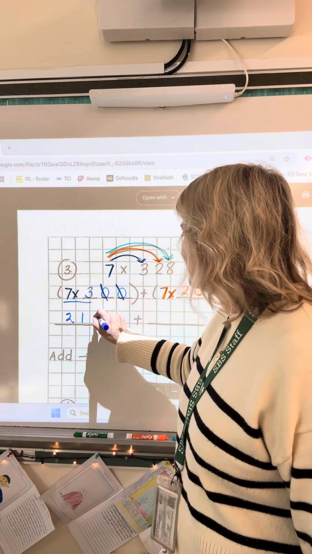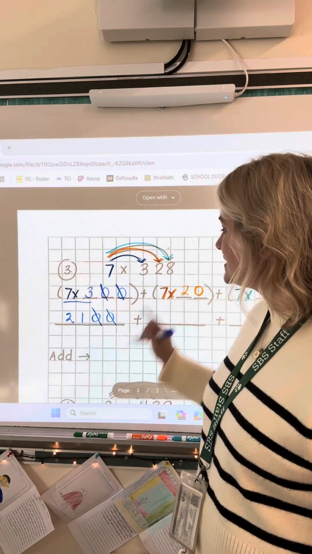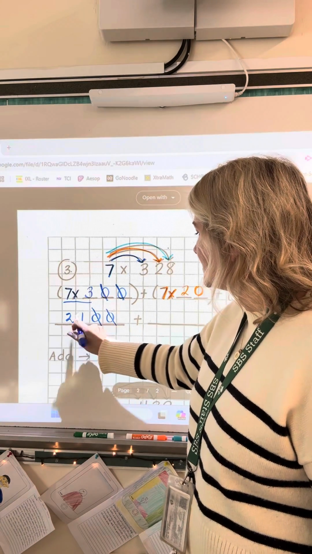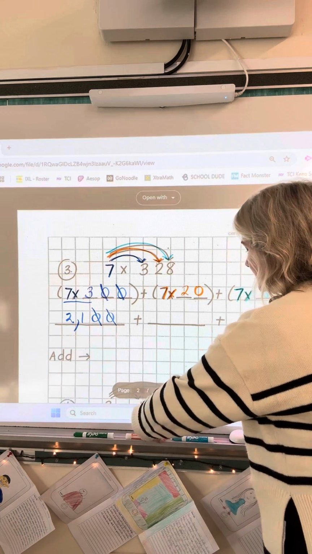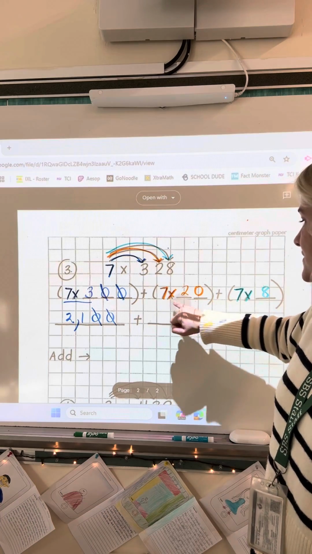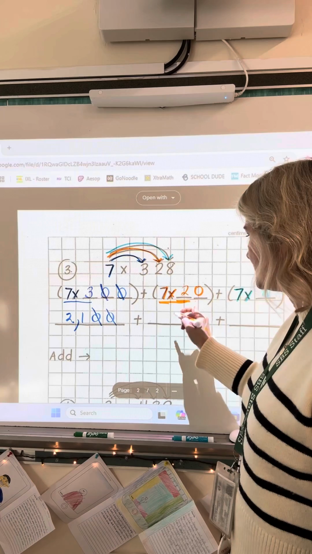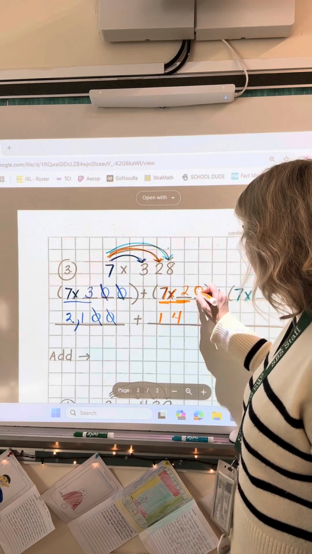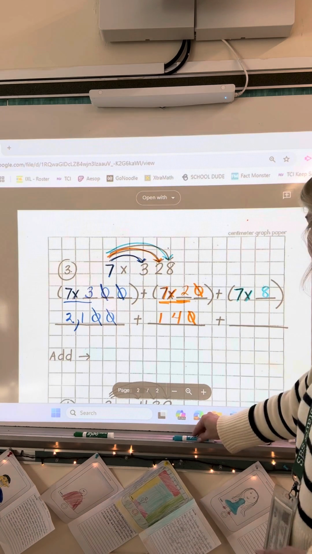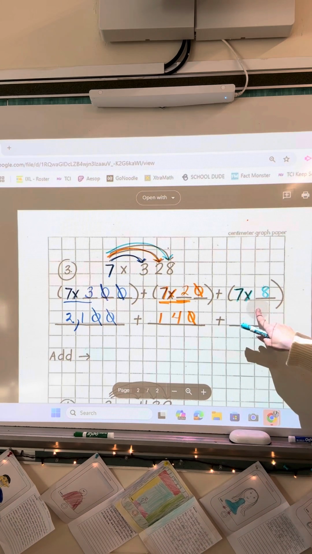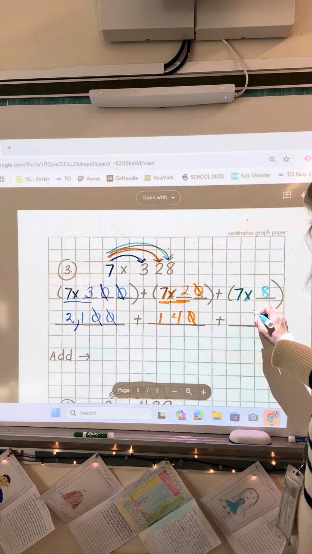So they should be slashing 2 zeros. And remember, ones, tens, hundreds, throw in your comma. That is our first partial product. Then we're going to work to our next set of parentheses, 7 times 20. Underline your basic fact, 7 times 2, which is 14. And everybody slash now. And then finally, we're going to go to our final set of parentheses, 7 times 8, and get a product of 56.